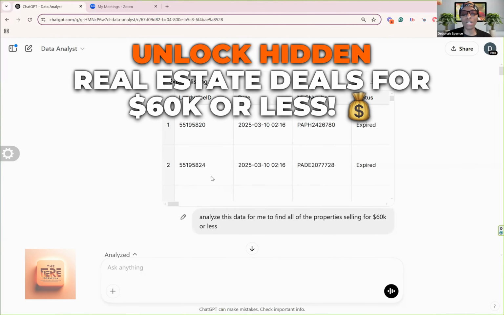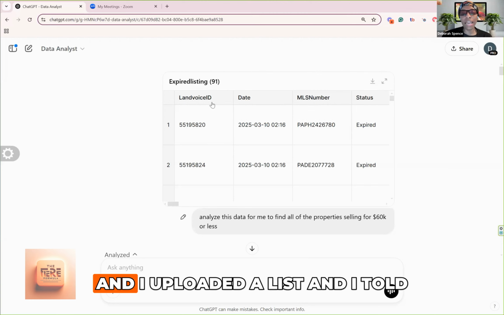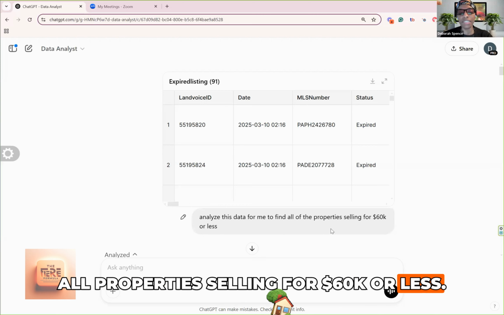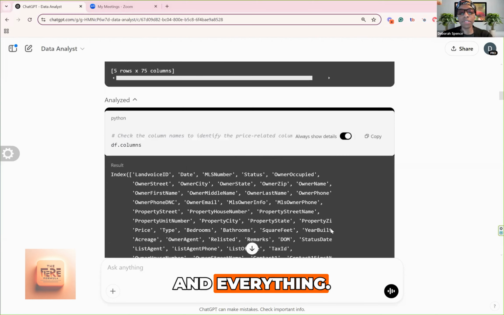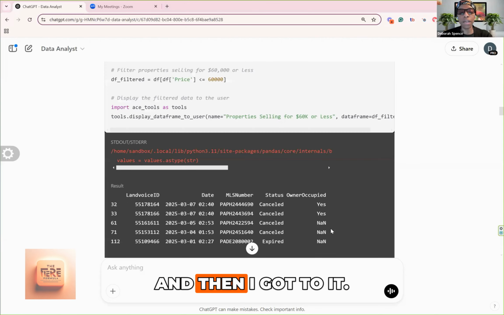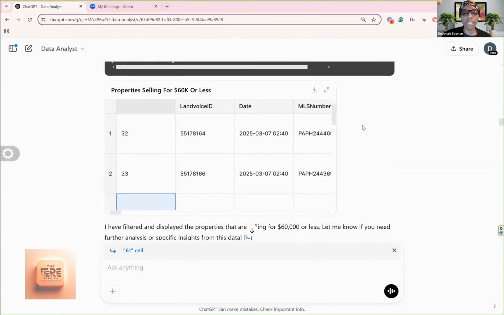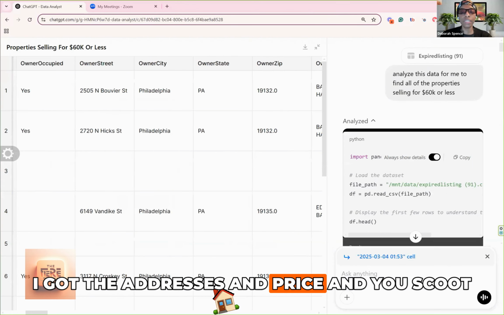So what I did was I used the data analytics in OpenAI, and I uploaded a list and told it to analyze this data for me to find all properties selling for 60K or less. It did its thing with Python and everything, and it found the properties for me. I think it found 10 of them. So I got the properties, the addresses, and the price.